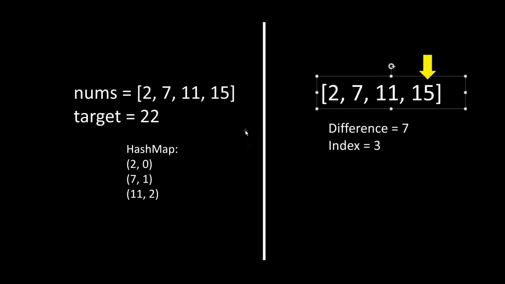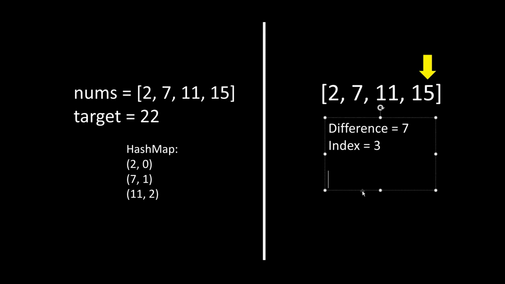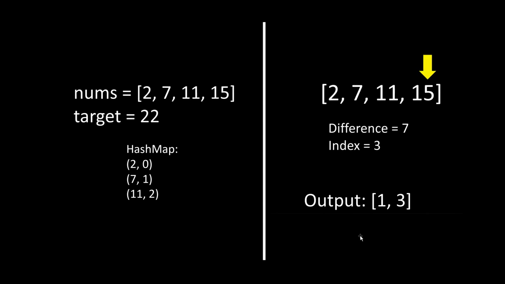The difference between our target and the index we're checking is 7. Now, is 7 contained in our hash map? It actually is. So we're going to return the value of 7 inside the hash map, which is 1. And we're going to return the index where we found the difference between the target and the number, which is 3. So in that case, our output would be 1 and 3.